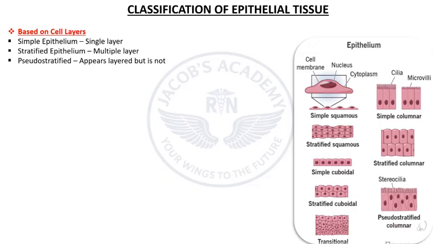Coming to stratified epithelium, this has multiple layers of cells. The main function is protection because the outer layers can handle wear and tear. Examples: skin, lining of the mouth and esophagus.